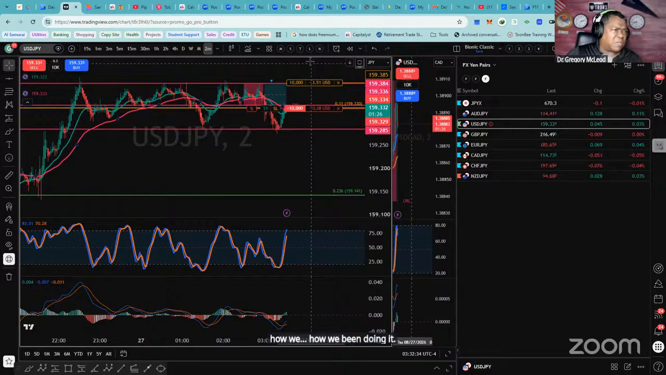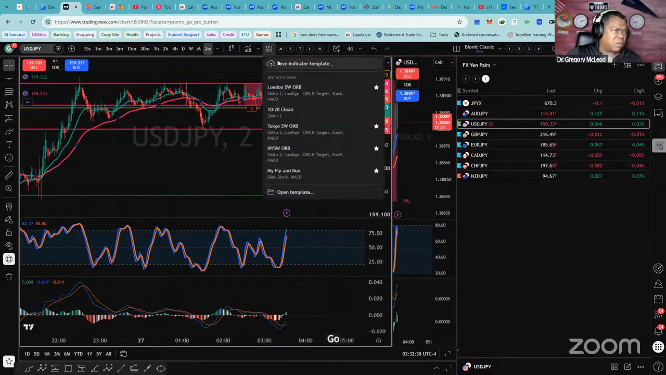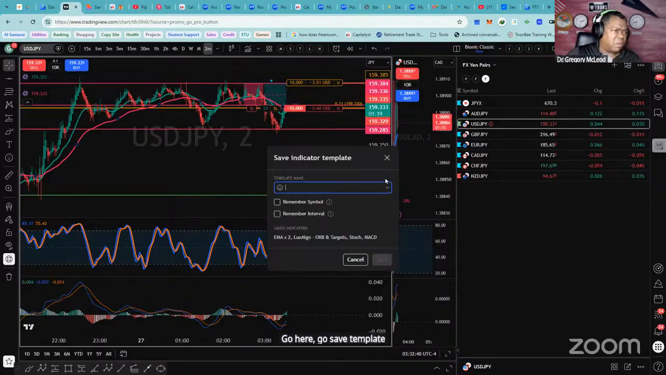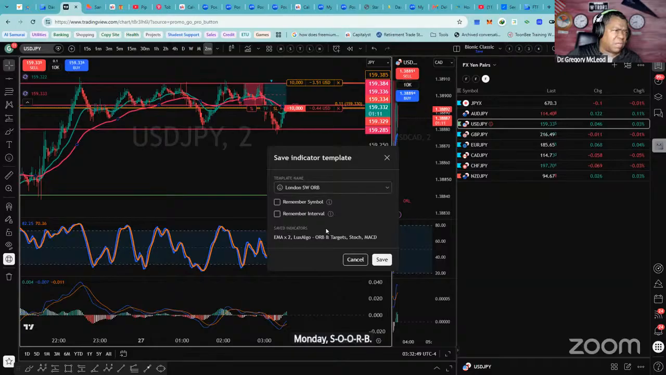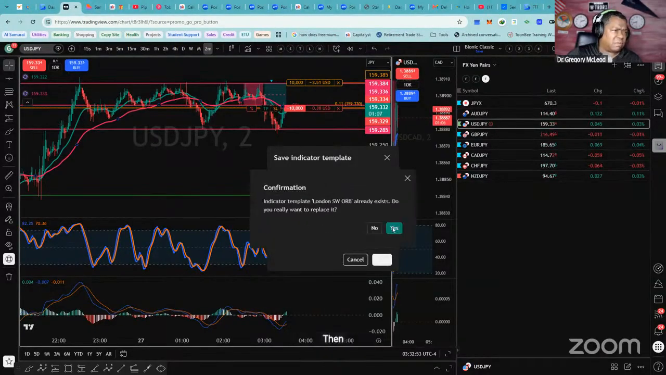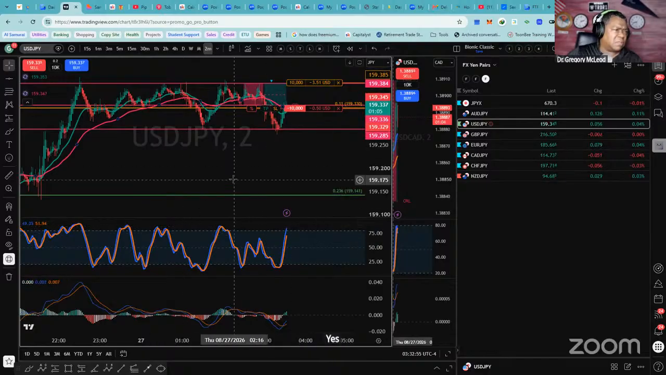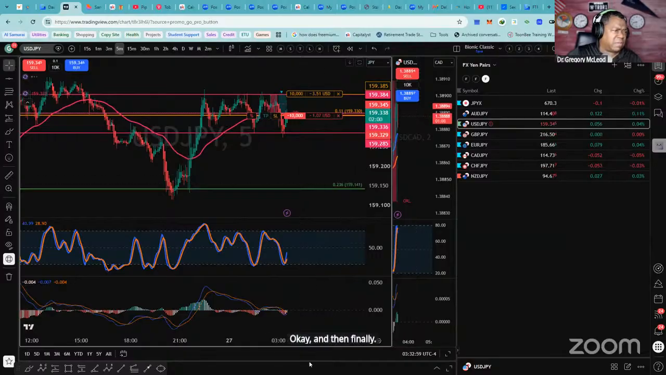And then now I'm going to save this as a template. Go here, go save template, go London. LO, London SORB. Okay, and I'm going to then save. Okay. And then 5 minutes. So leave it there.